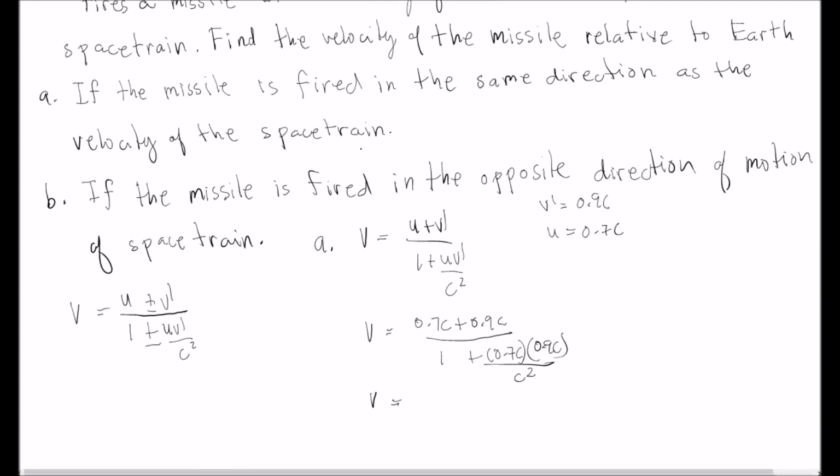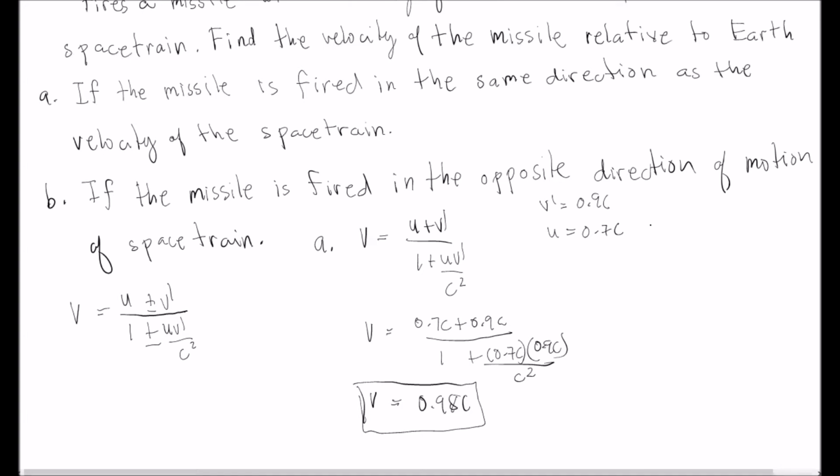We'll use a calculator: 0.7 plus 0.9, divided by 1 plus 0.7 times 0.9. That is equal to what? 0.98. Okay, 0.98 c. Again, it does not move at a speed greater than the speed of light, right?